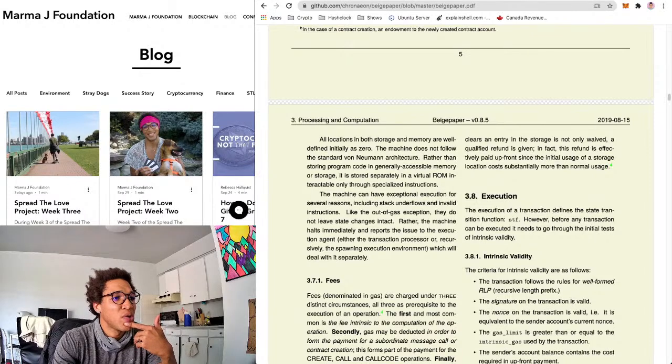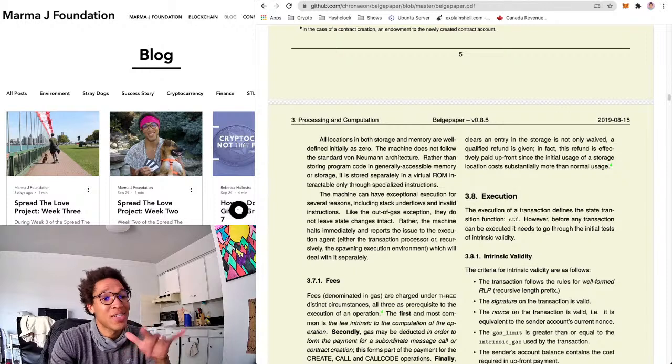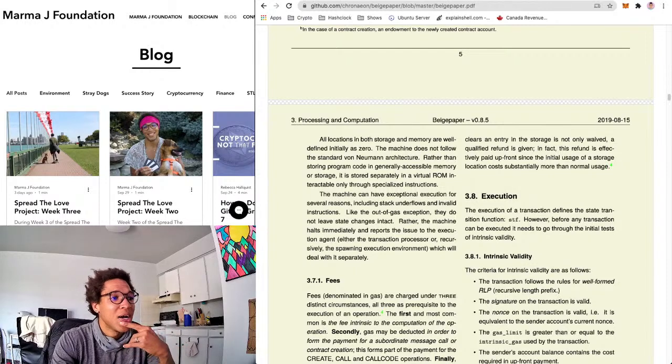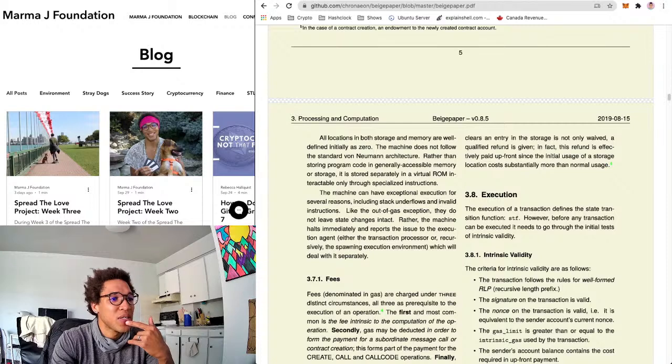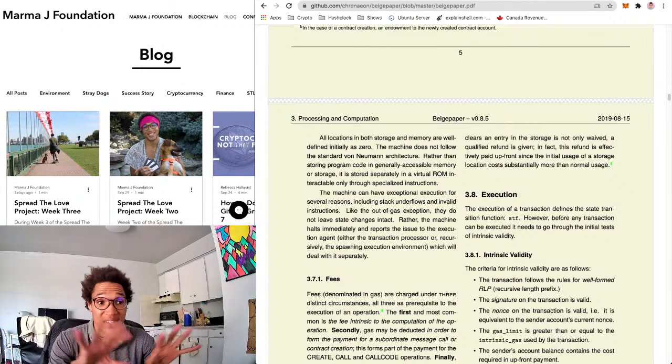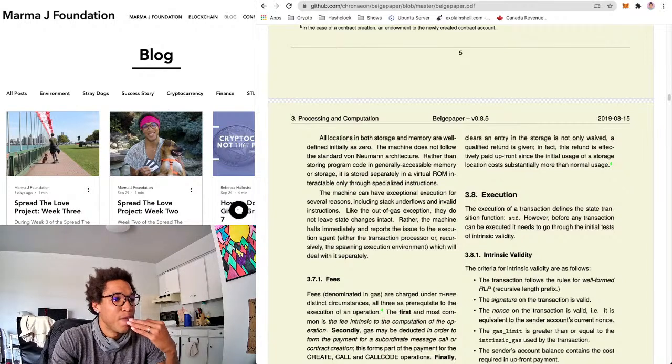The machine does not follow the standard von Neumann architecture. Rather than storing program code in generally accessible memory or storage, it is stored separately in a virtual ROM, interactable only through specialized instructions. So those opcodes come in. The machine can have exceptional execution, so things can happen outside of what you expect, for several reasons, including stack underflows and invalid instructions. Like the out of gas exception, they do not leave state changes intact.